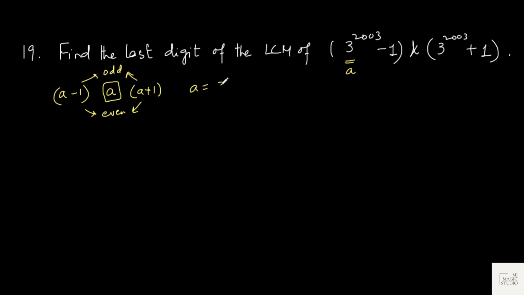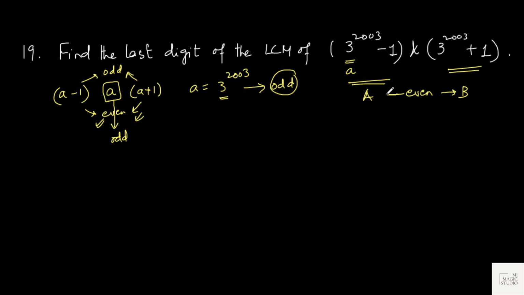Now a is 3 to the power 2003. 3 is an odd number. An odd number raised to any power will always give us an odd number. That means since a is odd, the number less than a is even and the number greater than a is also even. That means this expression capital A and this expression capital B both are even numbers. And the second beautiful thing is both are consecutive even numbers. You can see a minus 1 and a plus 1 are consecutive even numbers.